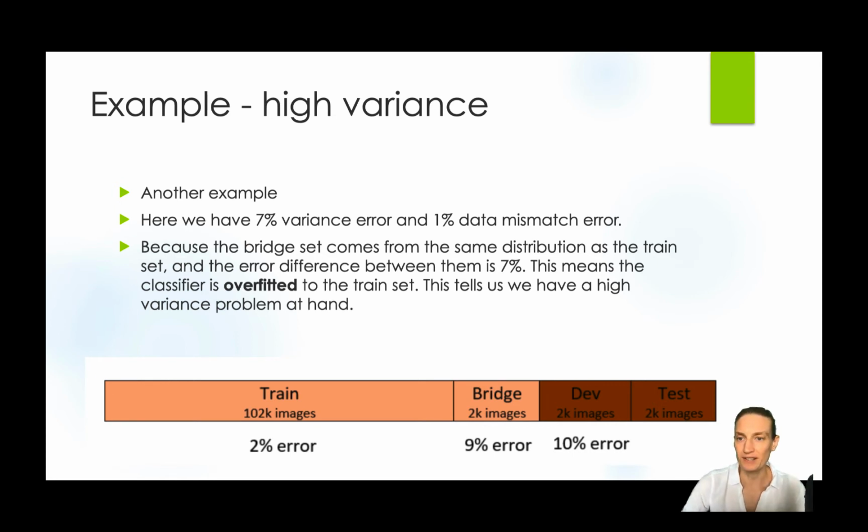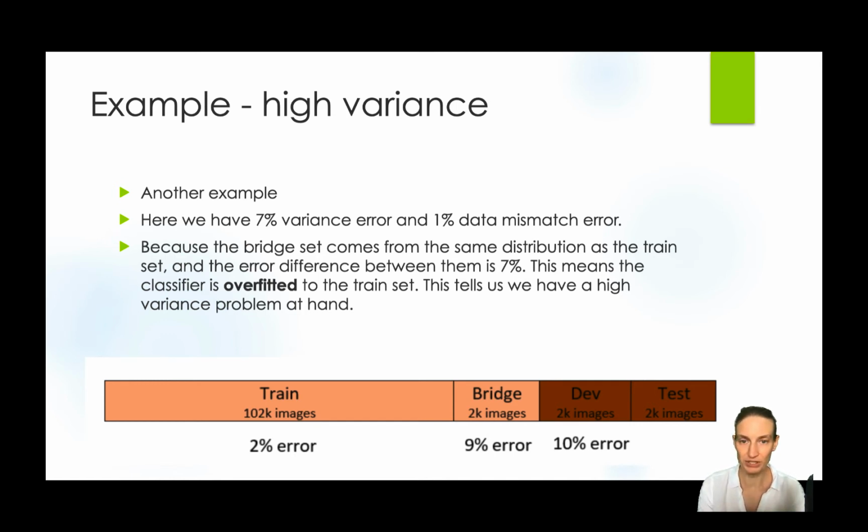Let's look at another example. In this case, our bridge test set has 9% error. That means that only 1% of the dev set's error is due to data mismatch, because if we use images of the same distribution, we still get a high error. So we have 7% variance error here. In this case, it means the classifier is overfitted to the training set.